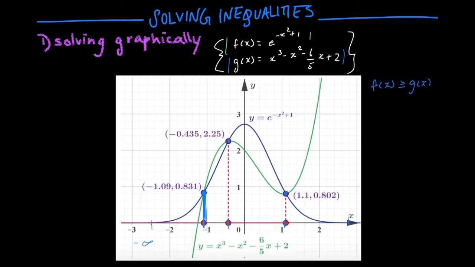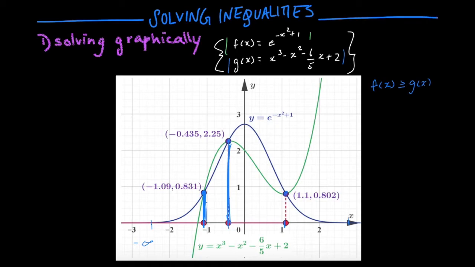And from this intersection point to this intersection point, between these two over here, we can see that the blue function is smaller than the green function. So this is not where f of x is greater than or equal to g of x.